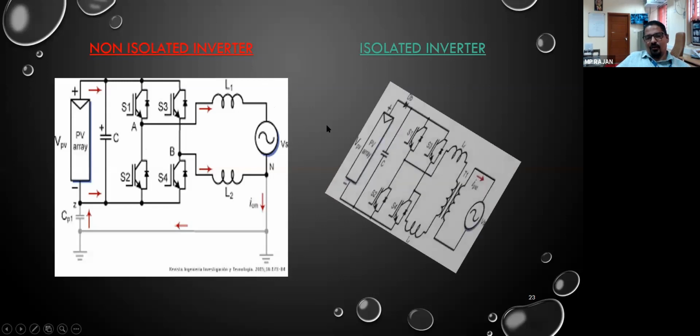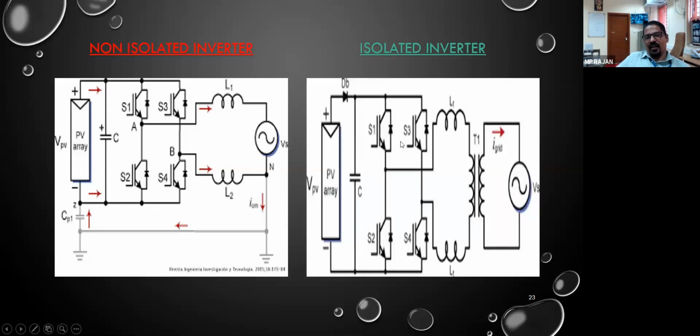The isolated one is the opposite of the non-isolated. Here you can see there is a transformer. The output is connected to a transformer. The purpose is the same, but through an isolating transformer, your DC is completely confined to this circuit. आपका DC इधर ही confined है. आपका solar panel से कोई भी DC component here नहीं. You can convert the DC into a pure sine wave, and that sine wave can be given to the grid. So this is the difference between a non-isolated and an isolated inverter.